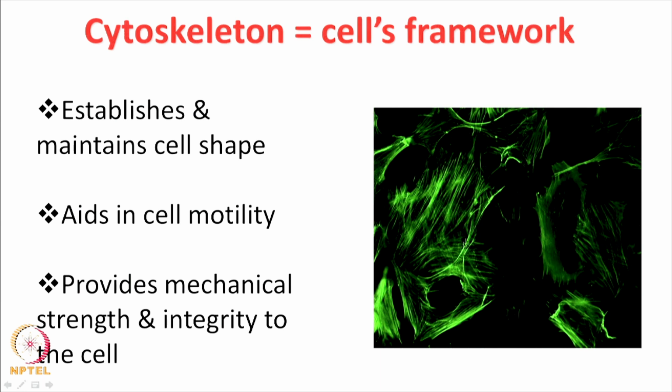So, you can clearly see, this is an image of mouse embryonic fibroblasts which have been stained with phalloidin. Phalloidin is an agent which binds to F actin or filamentous actin. So, these green lines you see are filamentous actin. The fact that these lines are all straight suggests that these filaments are under tension.